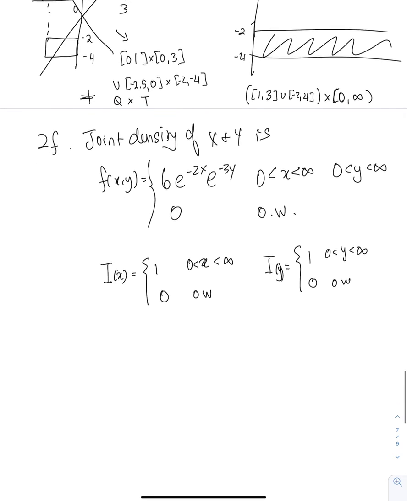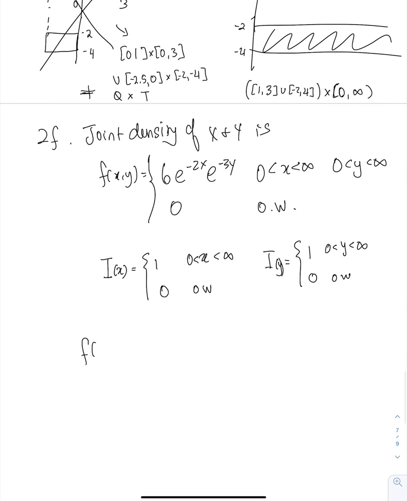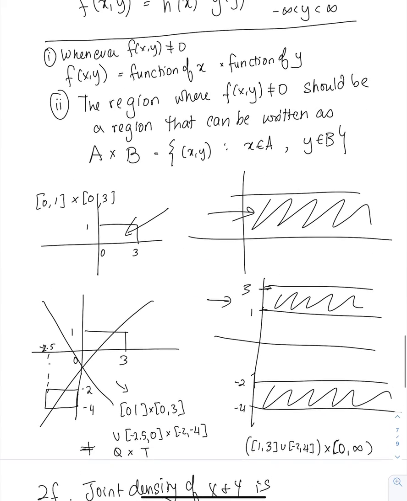Okay, then what can you write down? You can write down f of xy equals 6 times e to the negative 2x times I of x. Okay, you can call this h of x.